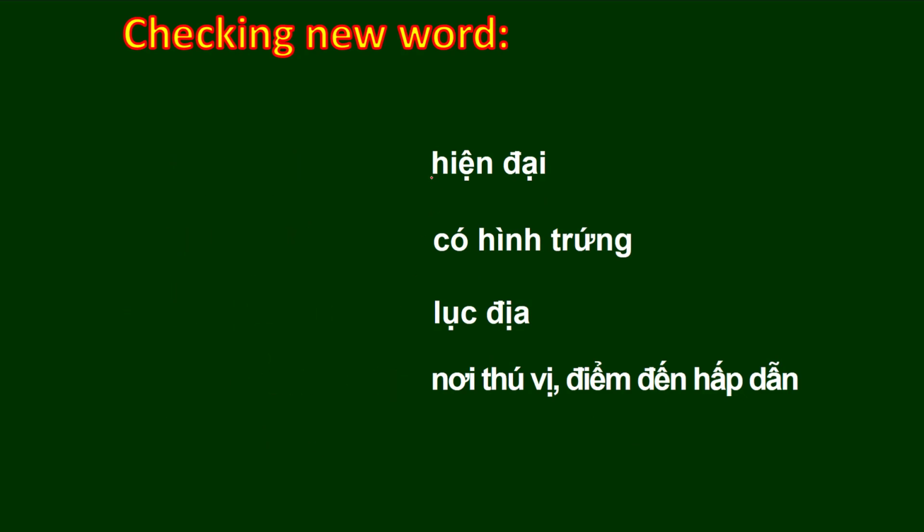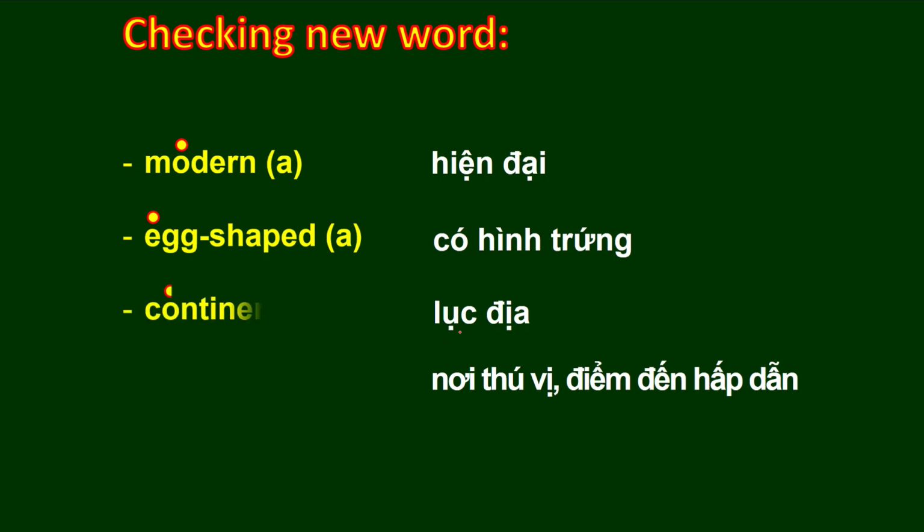So do you remember them in English? The first one, do you remember what this is? It is modern. And do you remember this one? It is egg-shaped. And do you remember this one? Continent. And this one? It is place of interest.